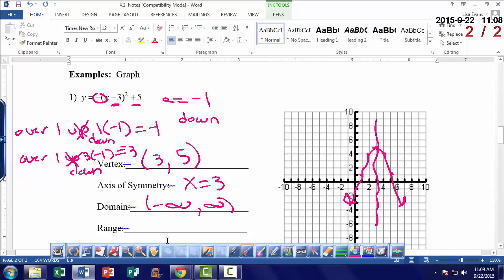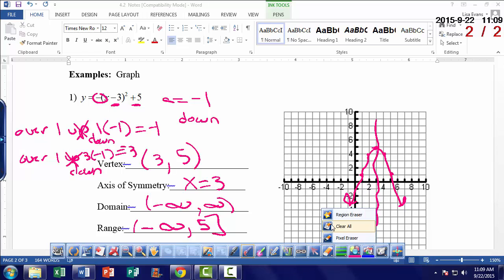The parabola doesn't change from yesterday. The range, because it's opening down, is coming from negative infinity, and our highest point is at our vertex, which is 5. Okay? Let's go ahead and try another problem just like this.